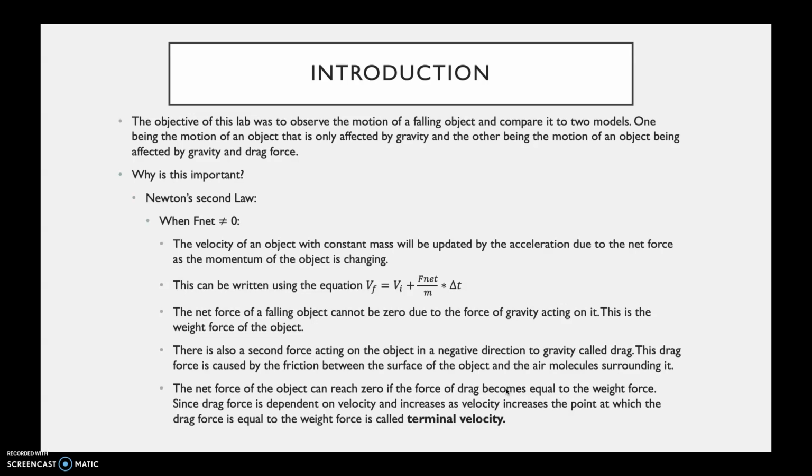The net force of the object can reach a point where it is zero, called terminal velocity, where the weight force is equal to the drag force. It's called terminal velocity since the net force is zero and the velocity is constant.